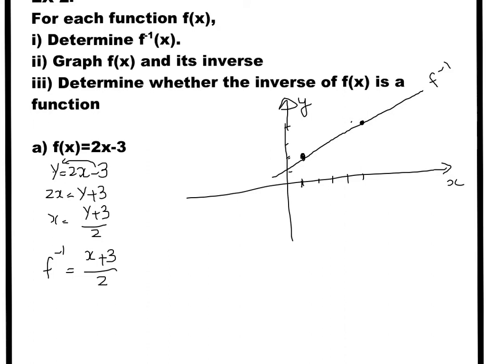Now to plot the original function, I'm going to do the same thing. When x is 0, f of x is 2 times 0 minus 3, which is going to give me minus 3. So 1, 2, 3, which is here. If x is 1, y is negative 1, which is going to be here. And now if I connect these two together, I get my original function, which is f.